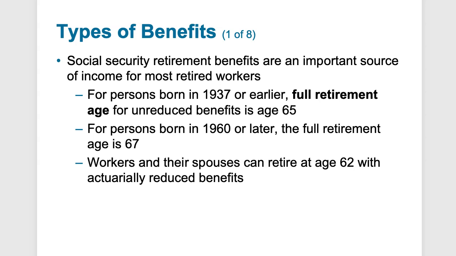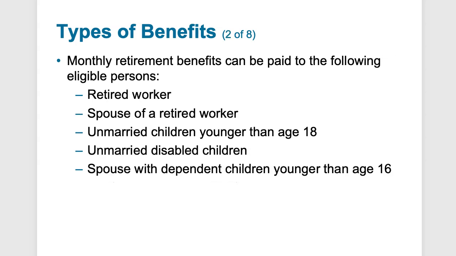It depends on when you're born. If you were born before 1937, you get your full unreduced benefits at age 65. People born in the 60s or later, the retirement age is going to be 67. But you can retire early at 62, and you get a prorated amount of Social Security for retiring early.